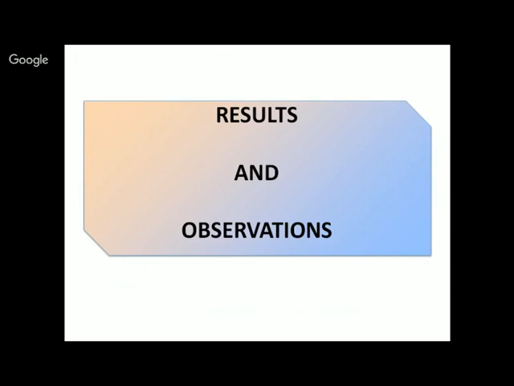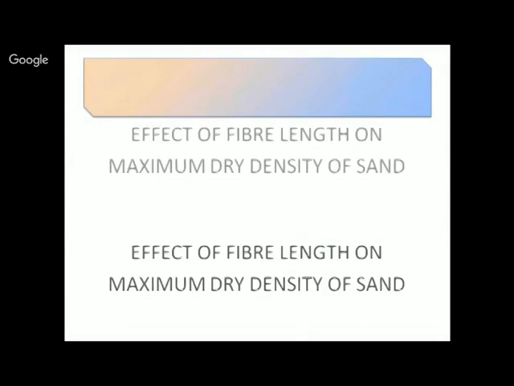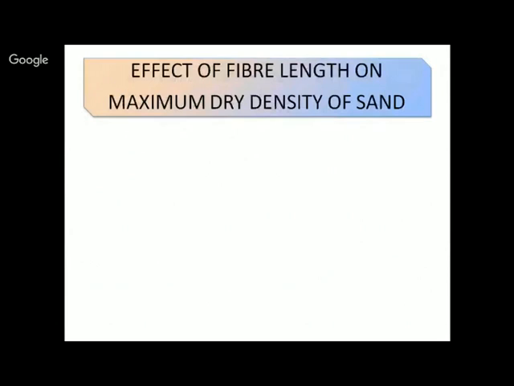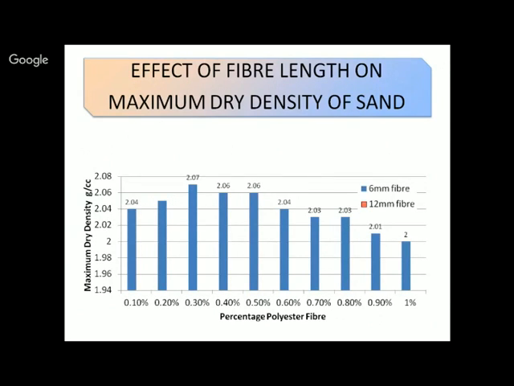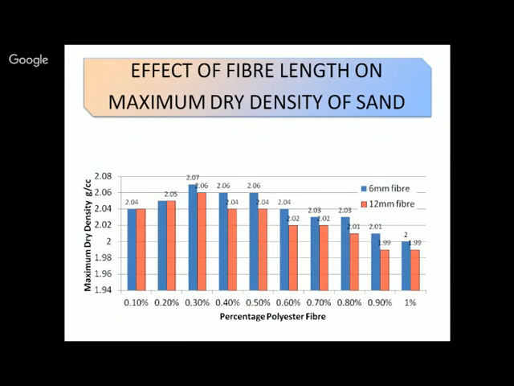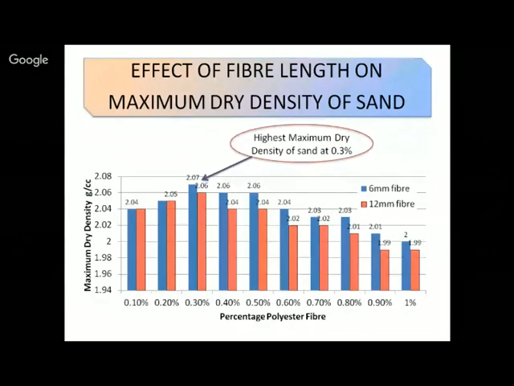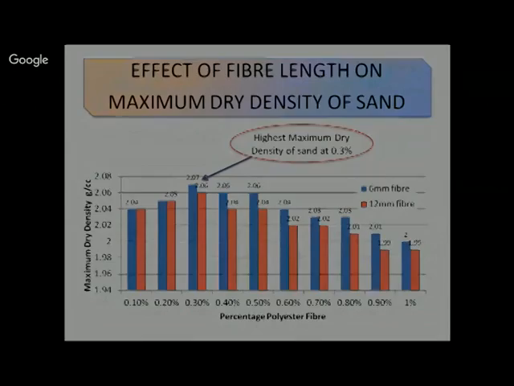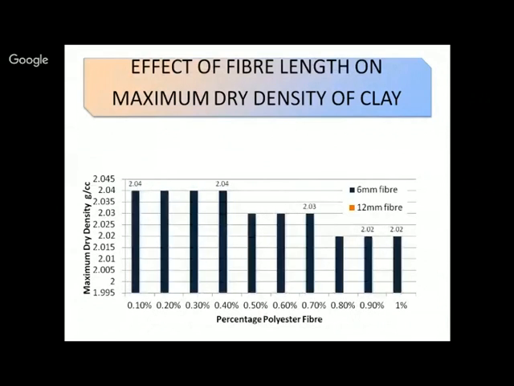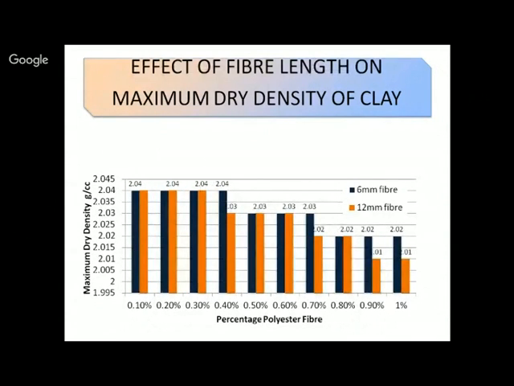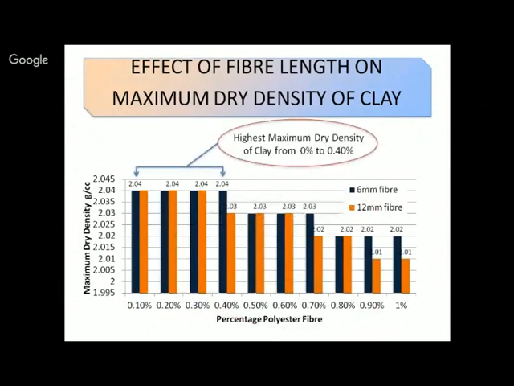Now coming to the results and the observations of our research. Here we will study the effect of fiber length on maximum dry density in case of sand first. Maximum dry density, as we can see, is first shown for 6 mm length fiber, now for 12 mm length fiber. As you can see, the highest density is achieved at 0.3% fiber. Similarly, for fiber length in case of clay, the maximum dry density is achieved highest from 0.1 to 0.4% of fiber.